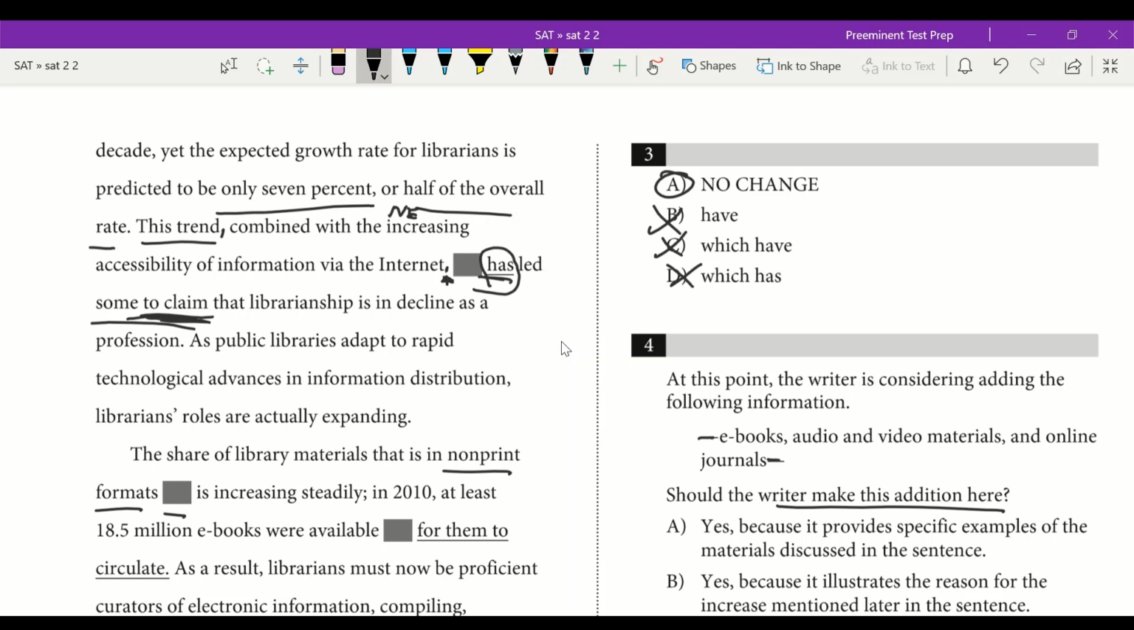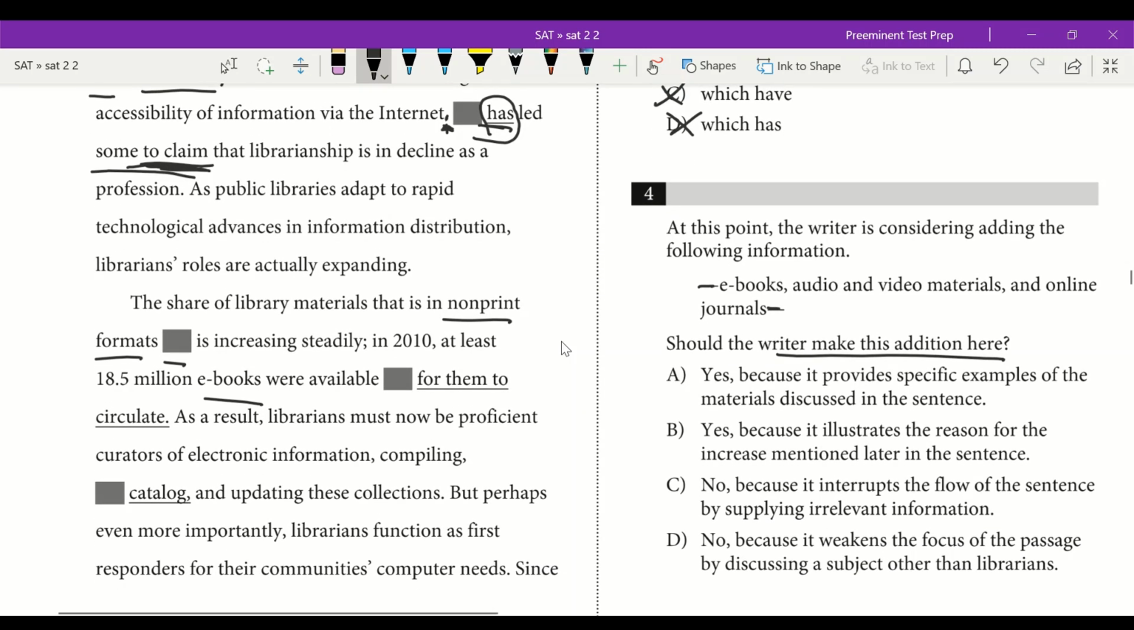All right, well let's go ahead and determine what we think with a yes or no answer before we look at our answer choices. We don't want to get distracted or tripped up by wording, right? So we have the share of library materials that is in non-print formats is increasing steadily. In 2010, at least 18.5 million ebooks were available for them to circulate, and that'll get changed, but it'll likely be similar. Now we're looking at this. We have the share of library materials that is in non-print formats, and then we list the non-print formats, which we haven't done, so it's not like it would be repetitive. Now, what about redundant? Well, we have 18.5 million ebooks here, but we're also saying audio and video materials and online journals, so I wouldn't necessarily say that's redundant.